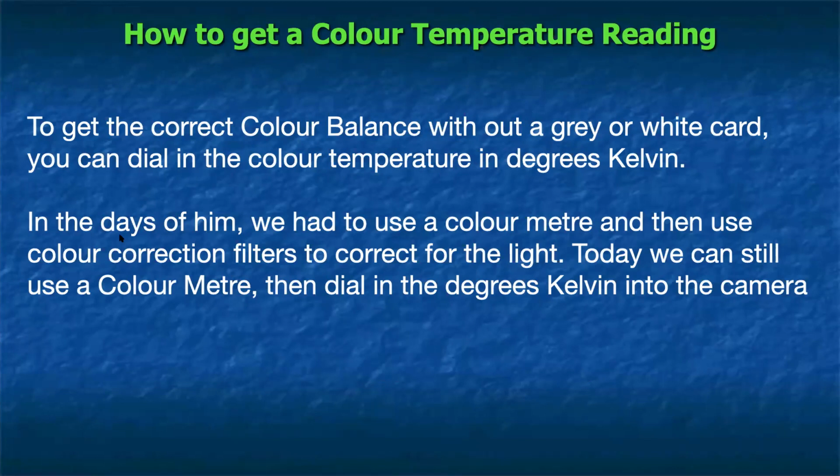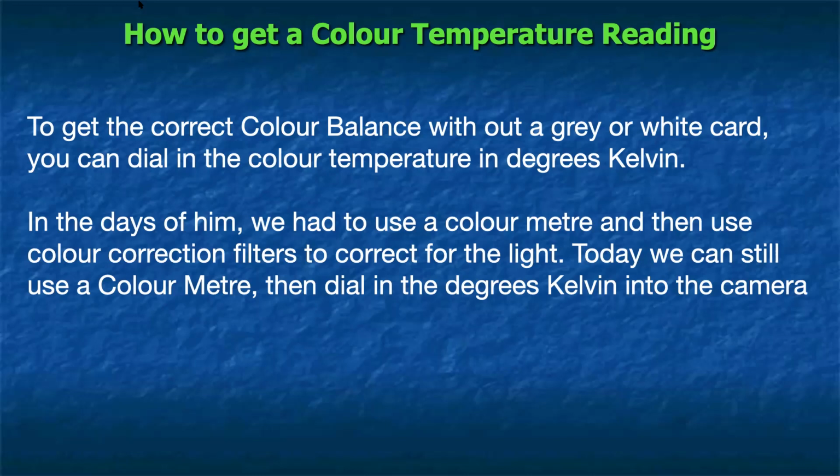So to get the correct color balance without a gray card or white card, you can dial in the color temperatures in degrees Kelvin. Now, in the days of the past, we used color meters, and it would tell us the exact color of light. And we used color correction filters, the CC filters, to correct for that light. And we had several. And then it created a lot of problems because now we have so many filters, it reduced the light and we had to change the exposure.